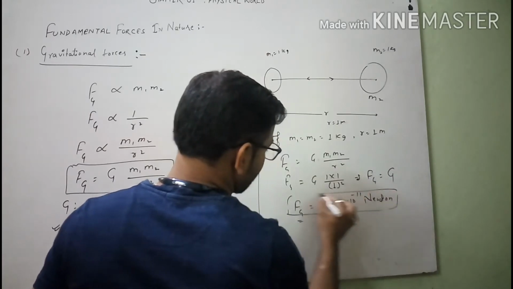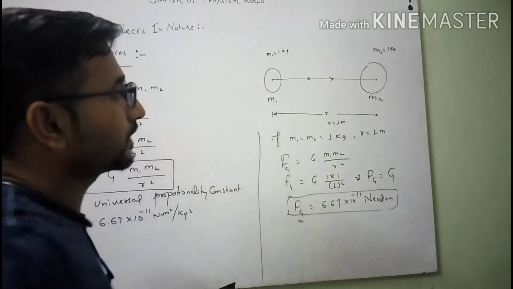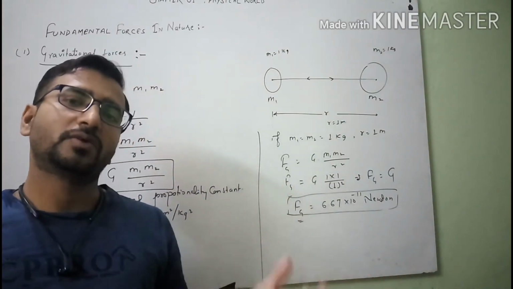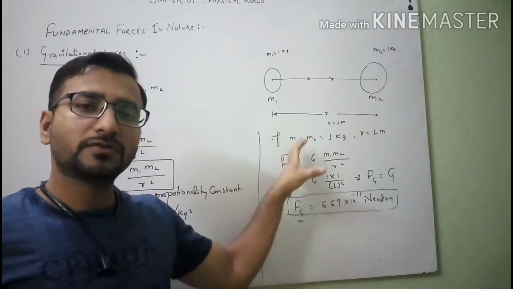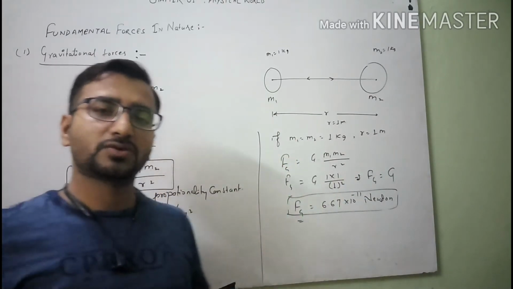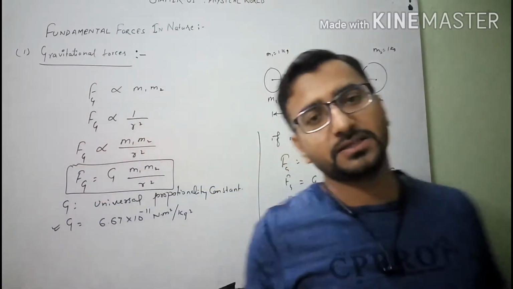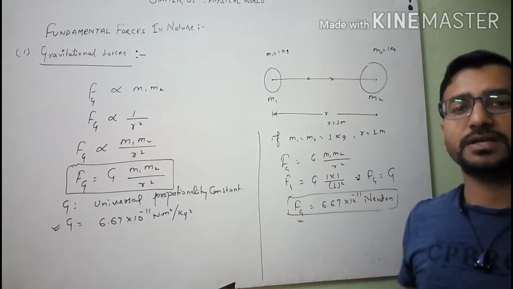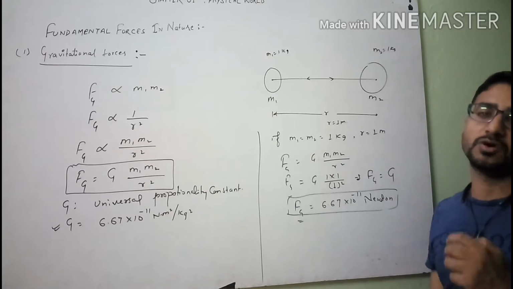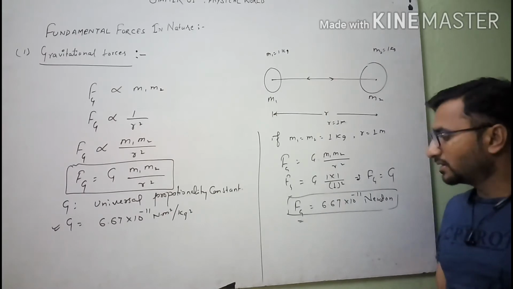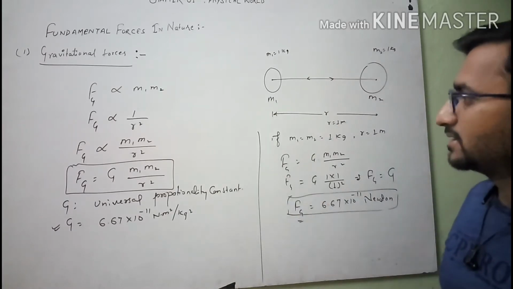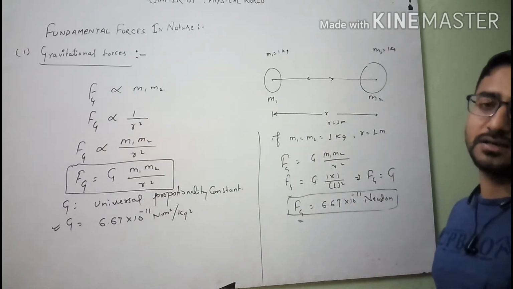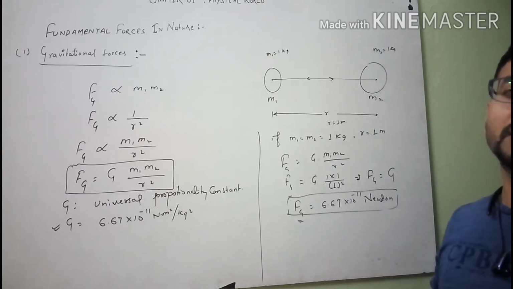So you can say that if two objects of 1 kg are placed, or separated, at 1 meter distance, the force of attraction between them, which is called gravitational force of attraction, is 6.67 times 10 raised to the power minus 11, which is very small. Clear? After this discussion, I will write here some important characteristics of gravitational forces.